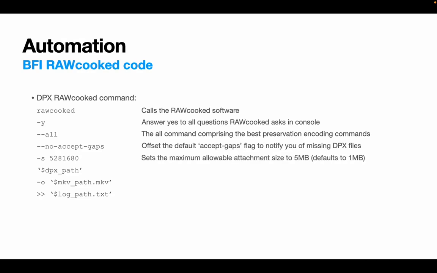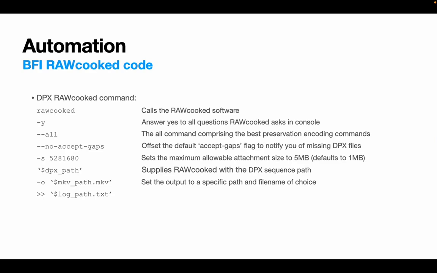Dash S, and then that number sets the maximum allowable attachment size to 5 megabytes. Otherwise, it will default to 1 megabyte, which is too small for some of our file attachments. Next is the path to the DPX folder you want to encode. Dash O sets the output path and file name desired for the encoded FFV1 Matroska.